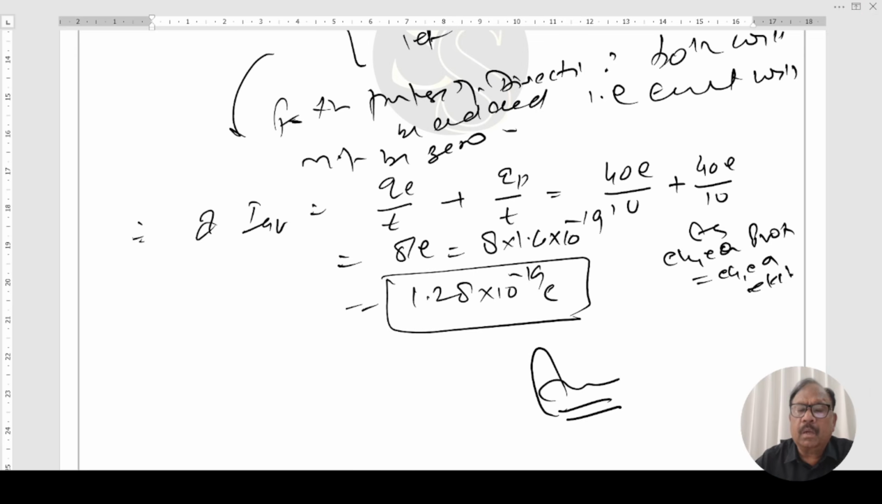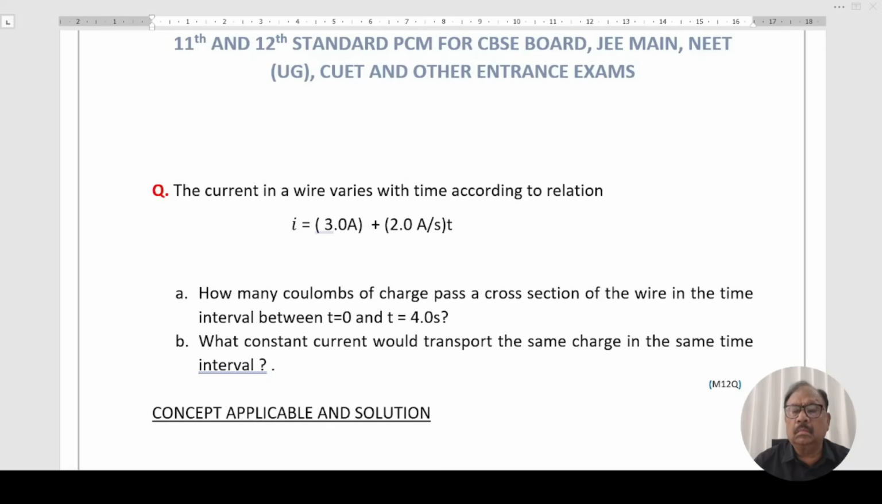Next question. Current in a wire varies according to the relation I equal to 3.0 ampere plus 2.0 ampere per second times t. Means current is a function of time. How many coulombs of charge pass through the cross section of the wire in the time interval between t equal to 0 to t equal to 4 seconds? Second part, what constant current would transport the same charge in the same time interval?